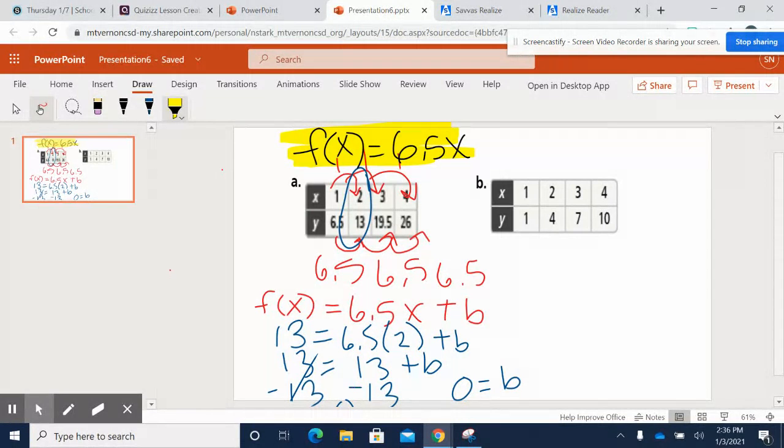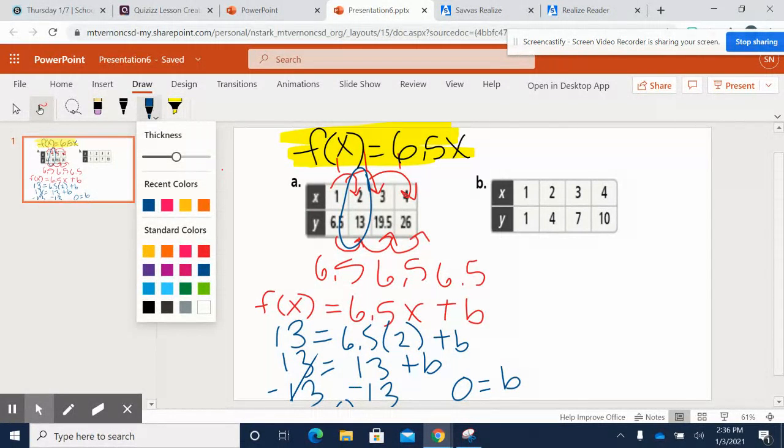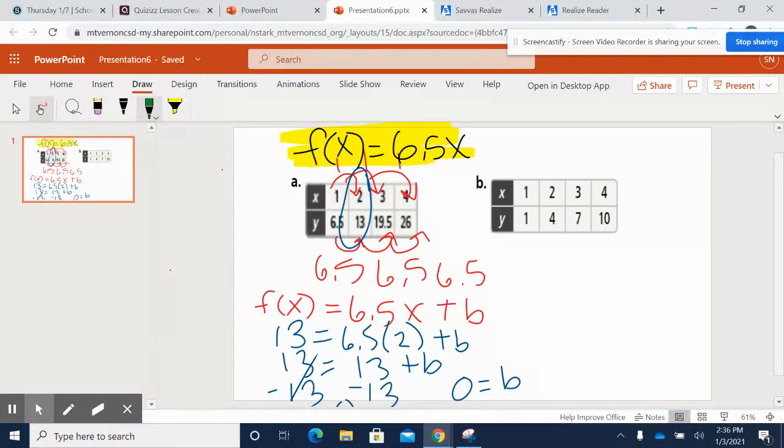Okay. Now for the second one, I'll use green. So the change in y, right from here to here, 1 to 4, we're adding 3. From 4 to 7, we're adding 3. From 7 to 10, we're adding 3. And again, from 1 to 2, we're adding 1. 2 to 3, we're adding 1. 3 to 4, we're adding 1. So you'll see the slope, which is the change in y divided by the change in x, so 3 divided by 1. So the slope is 3.